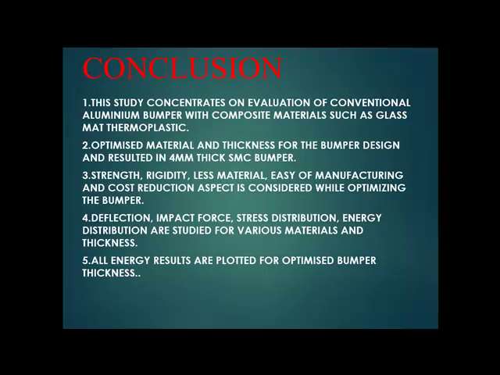The conclusion of our project: the study concentrates on evaluation of a conventional aluminium bumper with composite materials such as glass mat thermoplastic, and the optimized material and thickness for the bumper design resulted in a 4 mm thick SMC bumper. Strength, rigidity, less material, ease of manufacturing, and cost reduction aspects are considered while optimizing the bumper. Deflection, impact force, stress distribution, and energy distribution are studied for various materials and thicknesses. All energy results are plotted for the optimized bumper thickness.